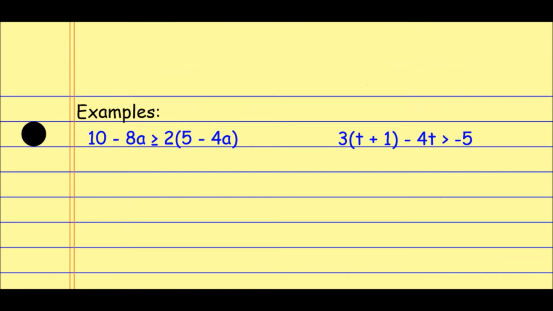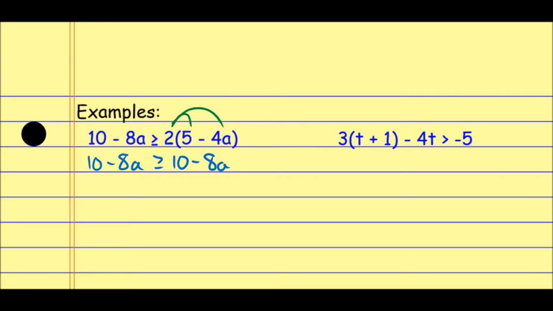Once again, if I look at the next one here, I'm going to do the same thing I would if this was an equation. I'm going to simplify and then solve. So I would simplify by doing my distributive property. So I'm going to distribute the 2. So you have 10 minus 8a is greater than or equal to 10 minus 8a.